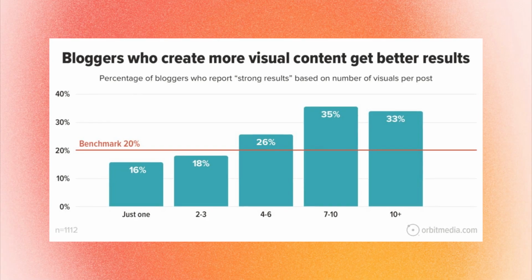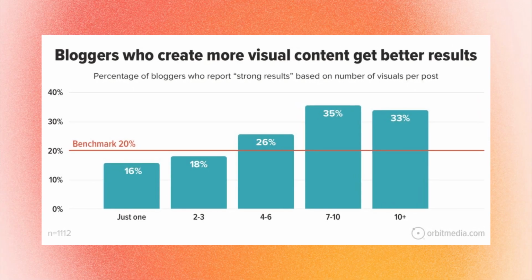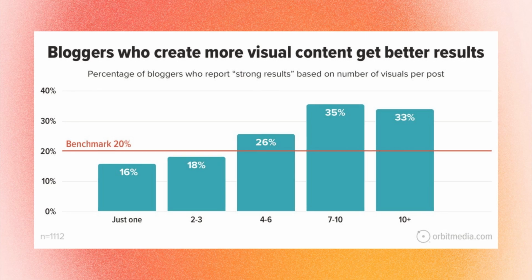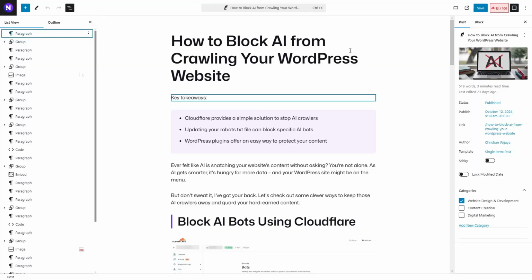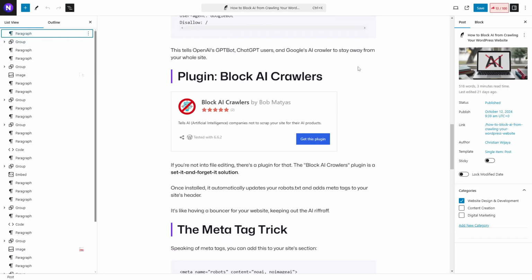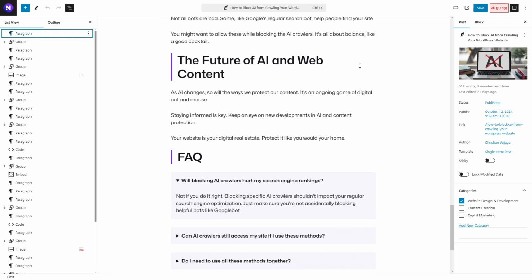Okay, this one is very important. Adding images is a must, but how many images should you put into your article? Well, according to the new data, 7 to 10 images generally will drive strong results compared to a post with just one image. So try to add 7 to 10 images to your article to make it more interesting. If you have a 2000 word article, try to add one image for every 200 to 300 words of content.